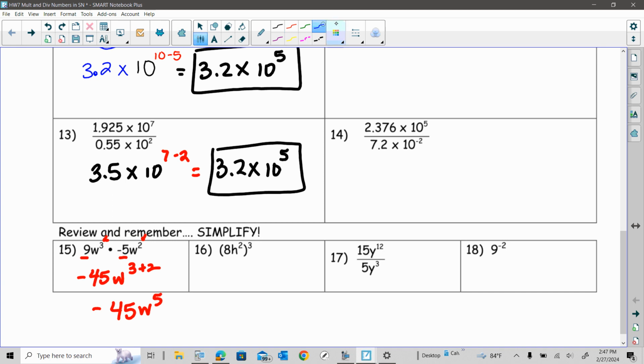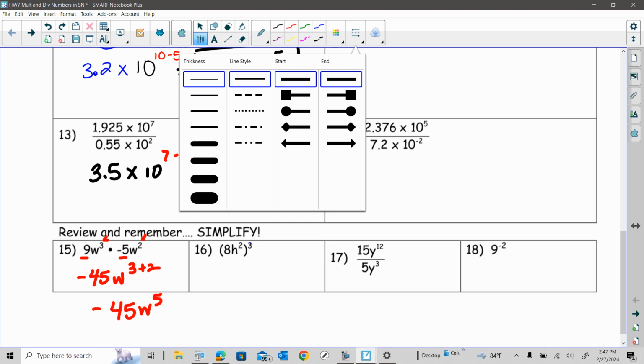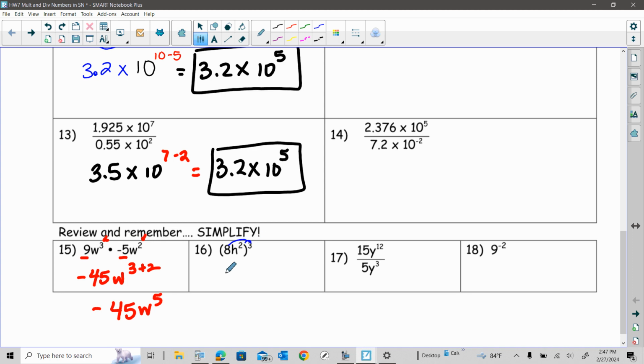Here on 16, you have to remember to distribute this 3 to each term. So 8 to the 3rd power, h already has an exponent 2, so now we multiply that by 3. So you just need to finish this. It's not a big number, but you need to use your calculator to do 8 to the 3rd power and get what number? And then you get 2 times 5, okay?